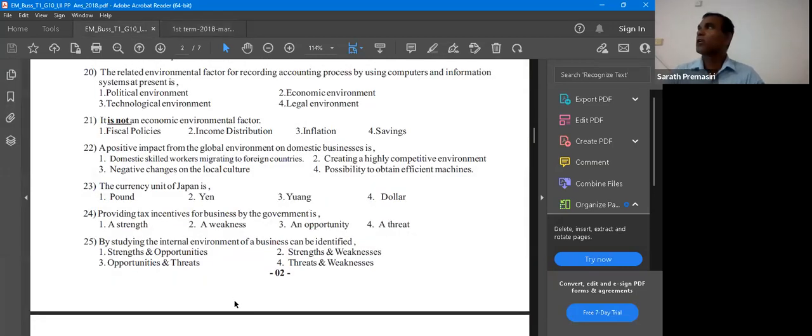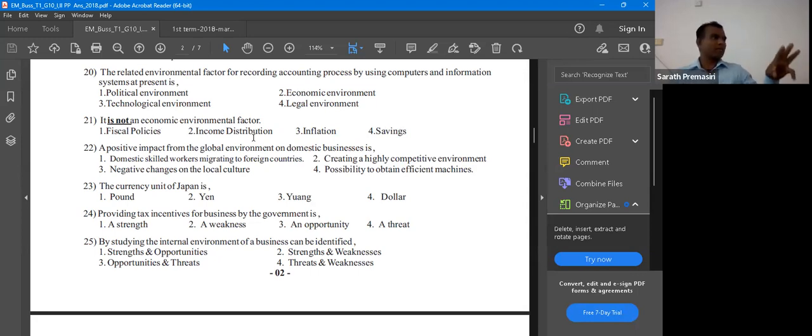Now look at question number 21. It is not an economic environment factor. The fiscal policy is political. Income distribution is the answer that is not economic.